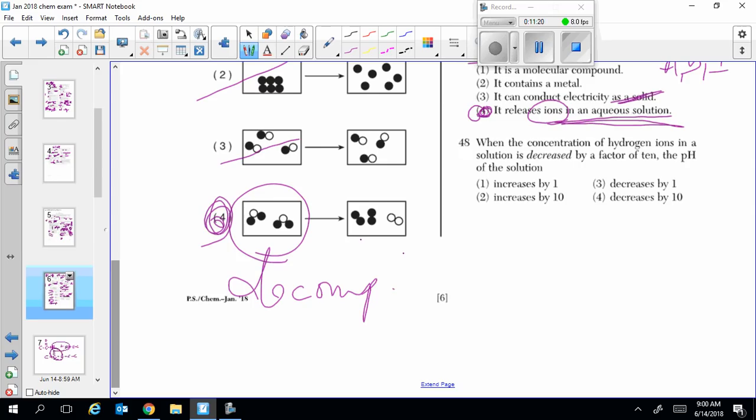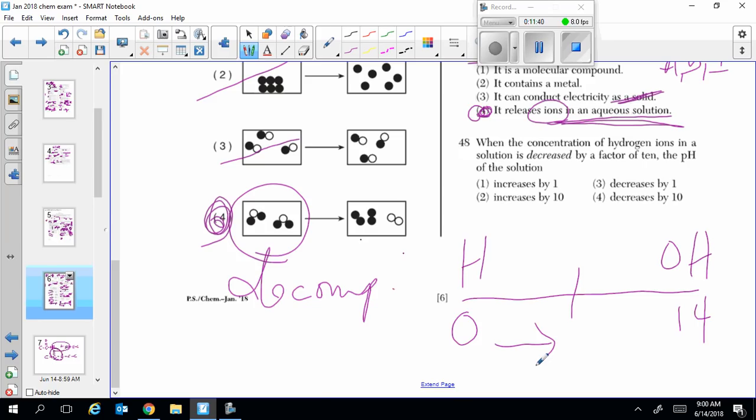When the concentration of hydrogen ions is decreased by a factor of 10, so here's my pH scale. The H's are the greatest down on the 0 end. The OH's are the greatest here on the 14 side. I've got 7 in the middle. If my hydrogen ions are decreased, I go this way, and a factor of 10 means my pH is going to go up by 1. So if, for example, I go from a pH of 3 to a pH of 4, I have 10 times less H pluses in it. All right, moving on.